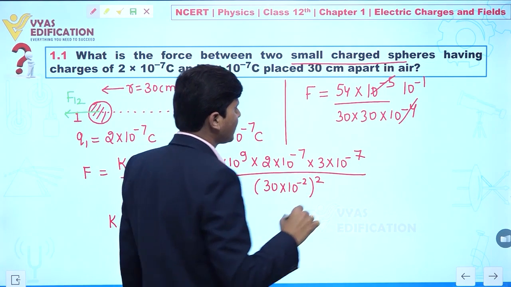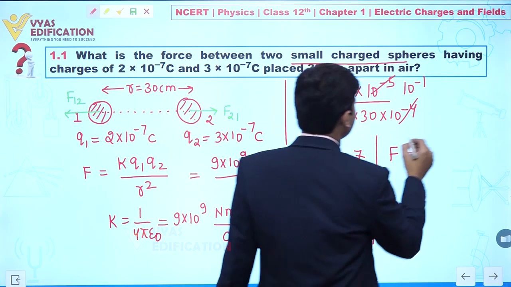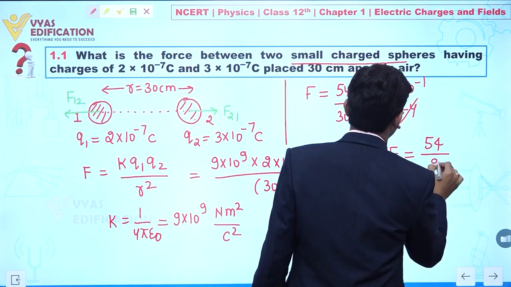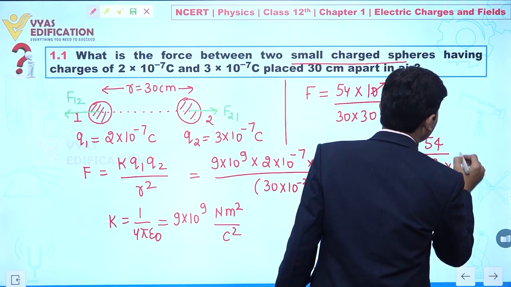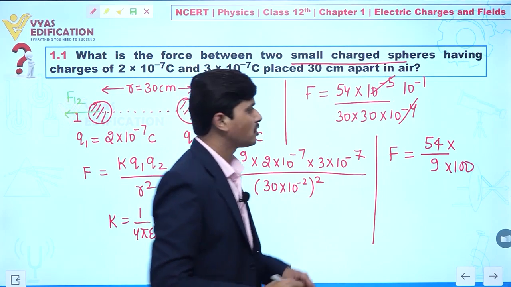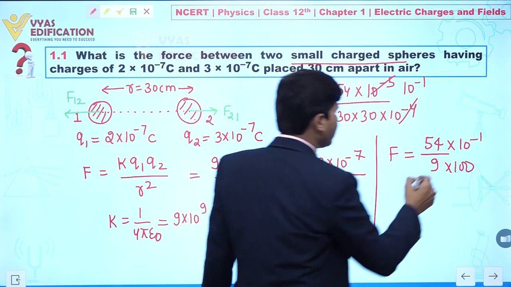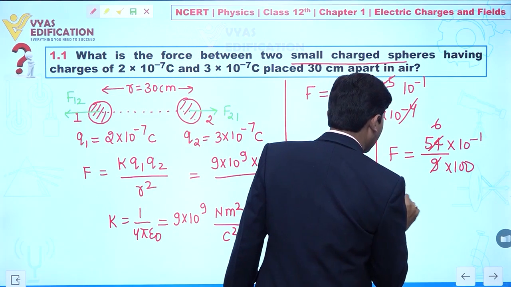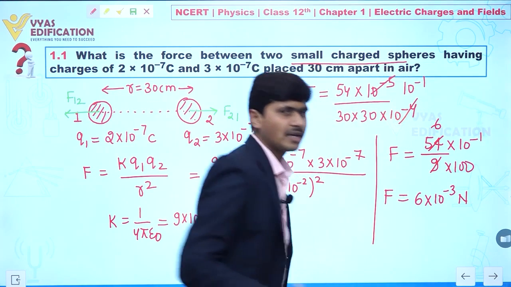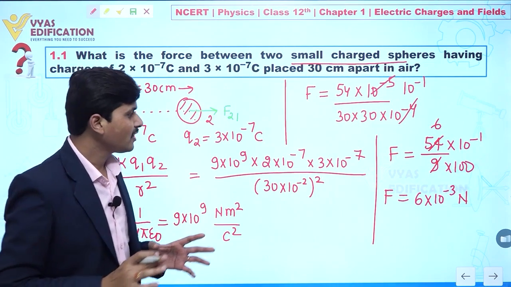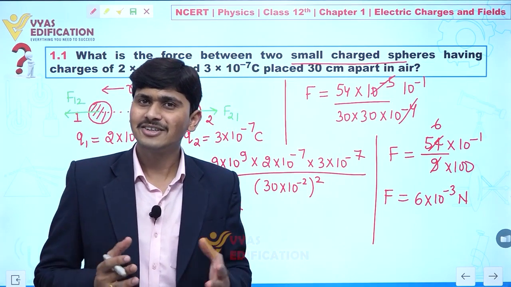From here we can write that the electrostatic force acting between the two charges is given by 54 divided by 9, clear? Here we have 100, so we write 100 multiplied with 10 to the power minus 1, clear? So from here the value is 6, so F is equal to 6 into 10 to the power minus 3 Newton, clear? So my dear student, this is very important because you have calculated the magnitude here, and the direction you have already seen logically, clear?